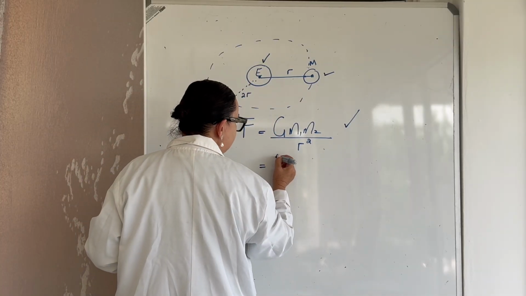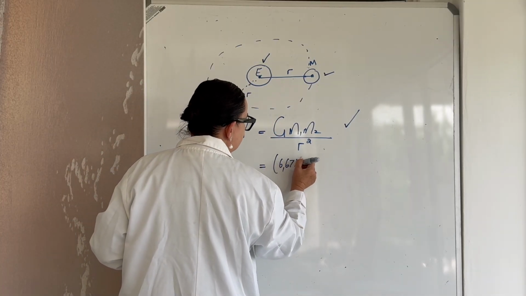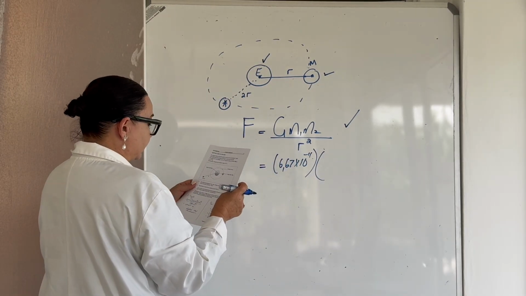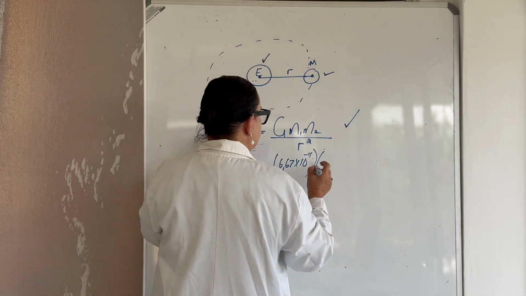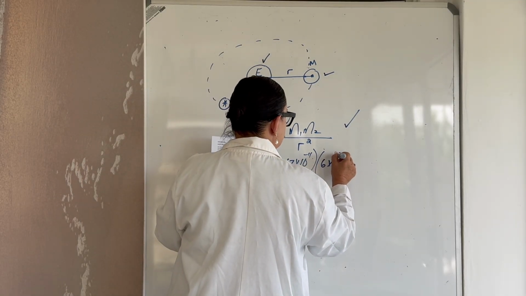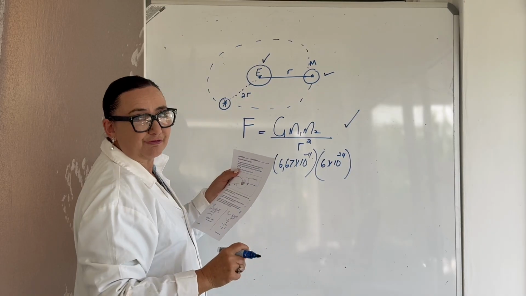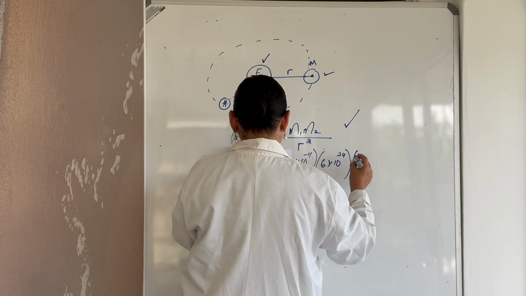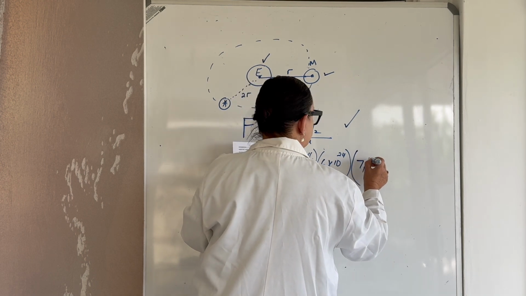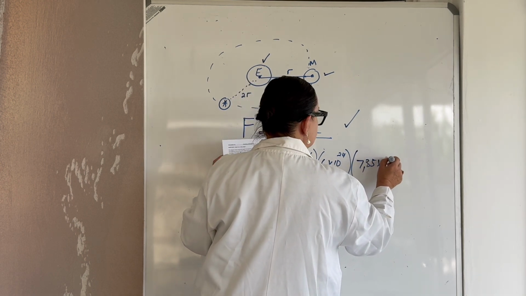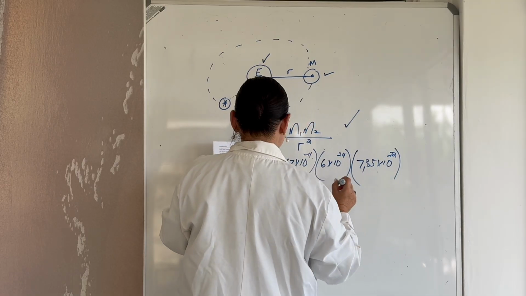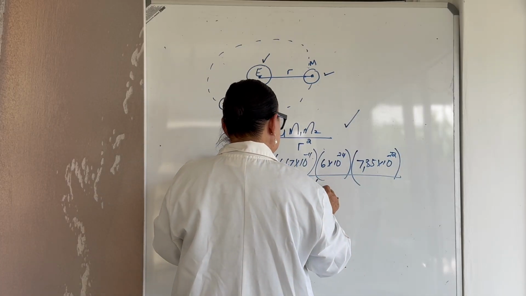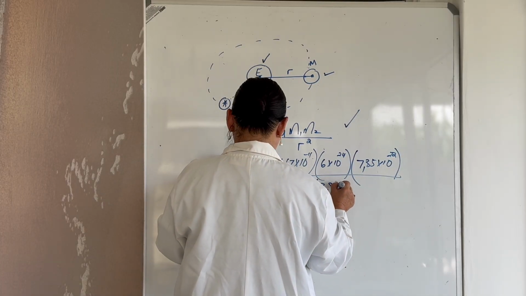We've got G as 6,67 times 10 to the minus 11. Then the mass of the earth, which they do give me, as 6 times 10 to the 24. That's a very rounded off number, but that's how they gave it to me. They give me the mass of the moon as 7,35 times 10 to the 22 kilograms. And they did give me the distance, so I've got everything I can wish for.